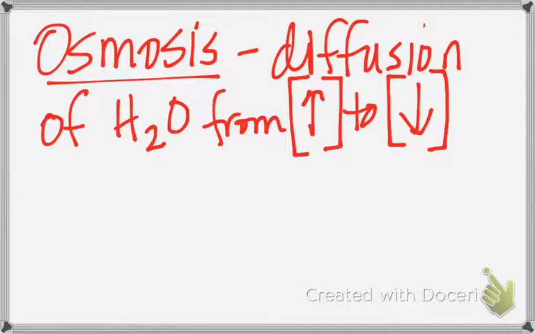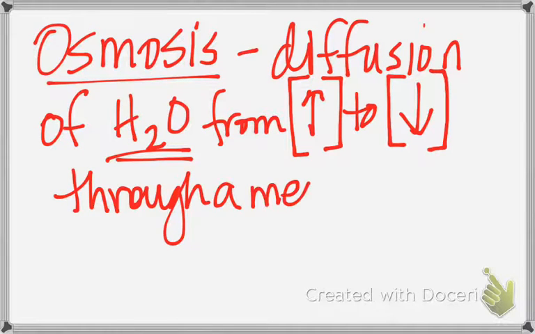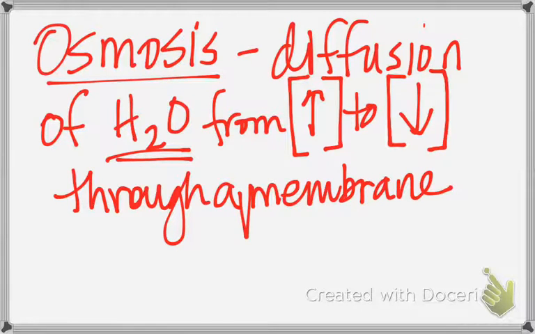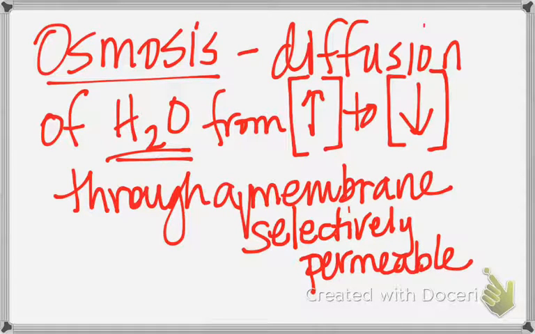But now we're not just talking about gas or sugar molecules. What specifically are we talking about? We're talking specifically about water, and it has to be going through a membrane. But not just any membrane. What kind of a membrane? Semi-permeable. Or how about selectively permeable? Does your book say semi-permeable or selectively permeable? I don't know, one of those. Semi-permeable, selectively permeable, it means the same thing, right? But still you're having movement from high to low concentration.